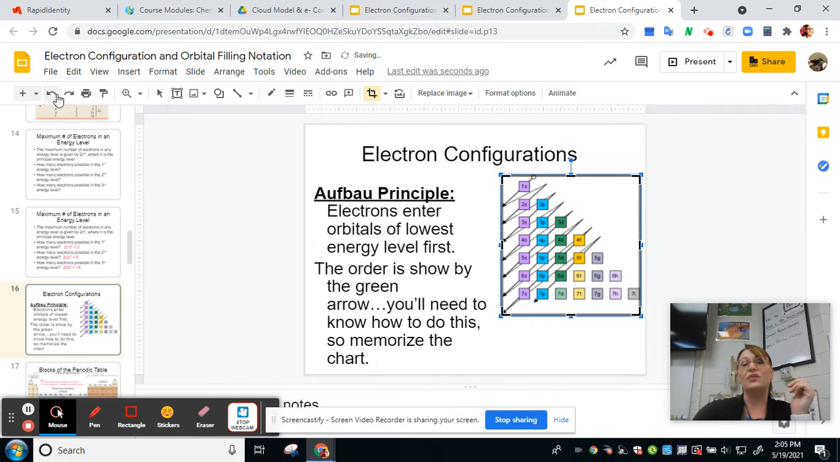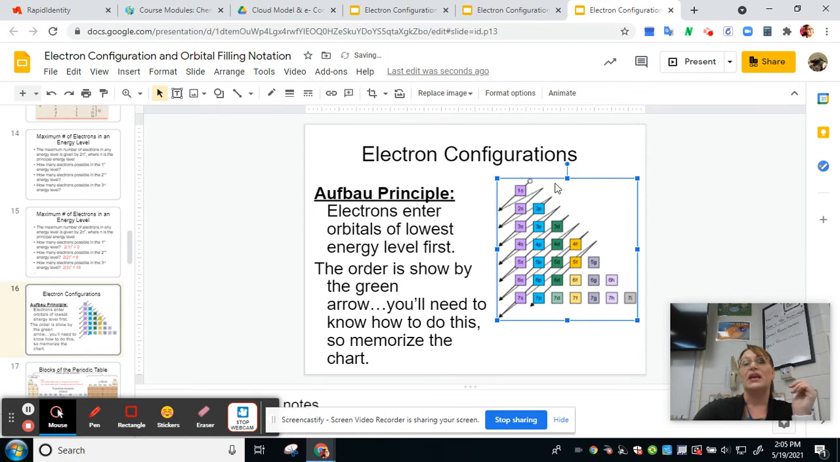Okay, and then what they've done is they've put diagonal lines through these. So the first thing that fills in is the 1s sublevel. And if I go back up to the top, the next thing that fills in, I follow this diagonal, is the 2s sublevel. Back up to the top, follow diagonal. The next sublevel that fills in is 2p, and then 3s, and back up to the top. And the next sublevel that fills in will be 3p and 4s. So this is just showing you the order.